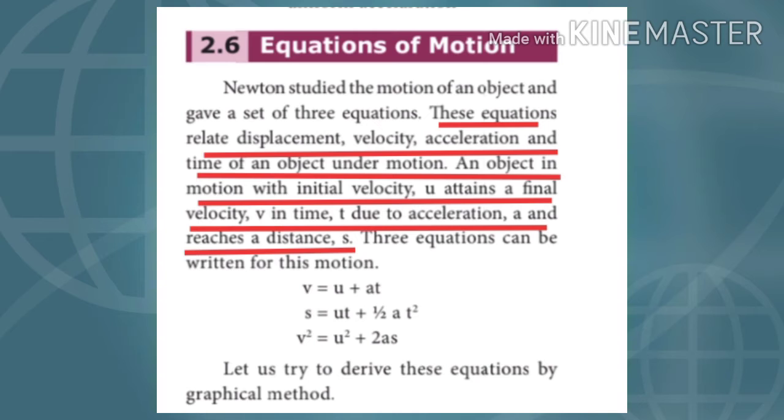An object in motion with initial velocity u attains a final velocity v in time t due to acceleration a and reaches a distance s. 3 equations can be written for this motion. That is v equal to u plus at, s is equal to ut plus half at square, v square equal to u square plus 2as. Now let us try to derive these equations by graphical method.